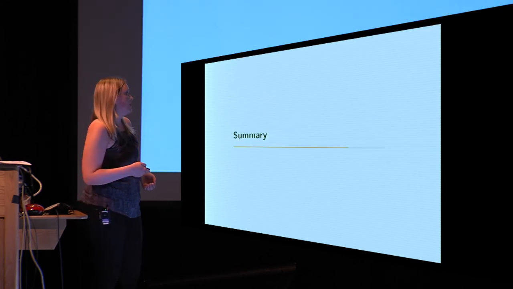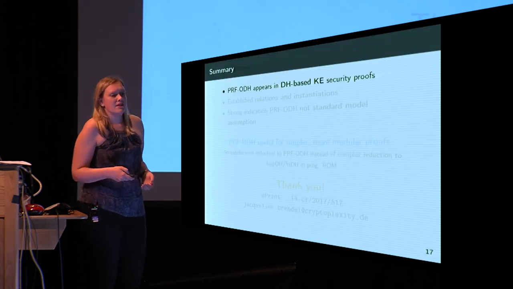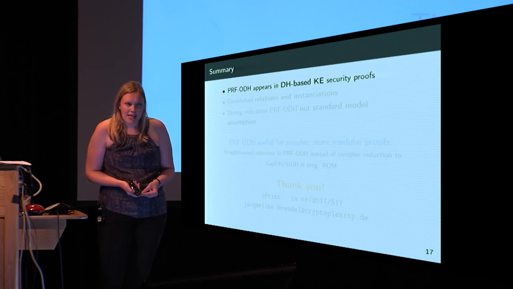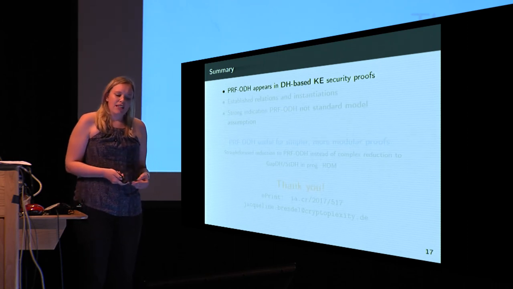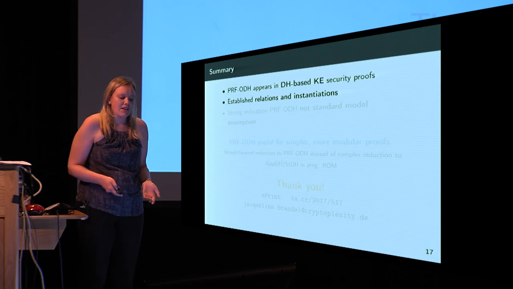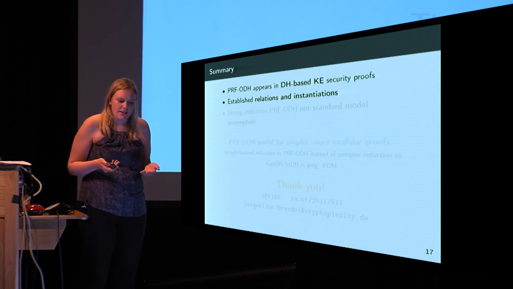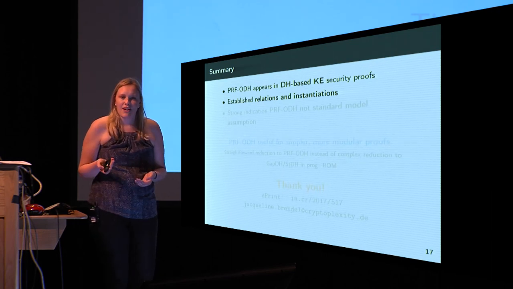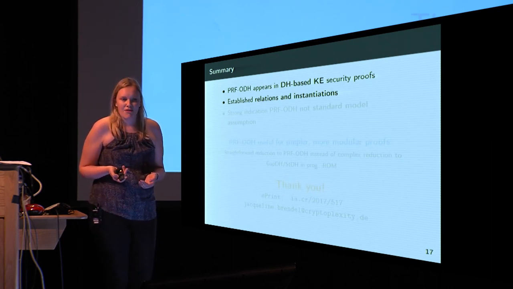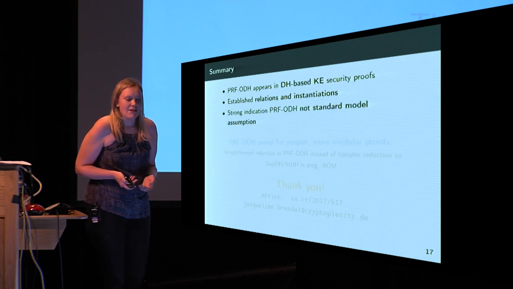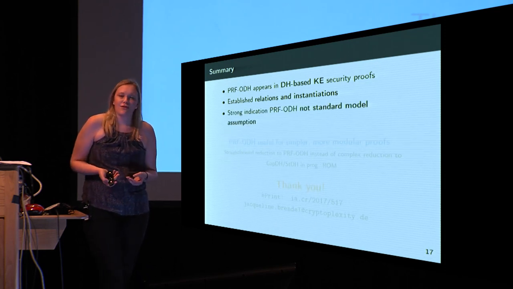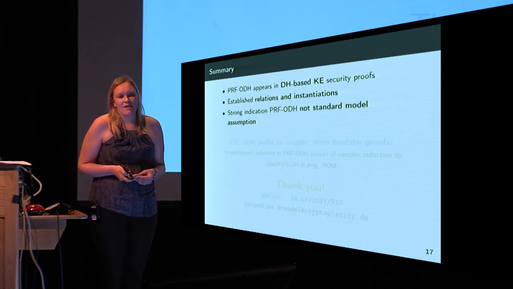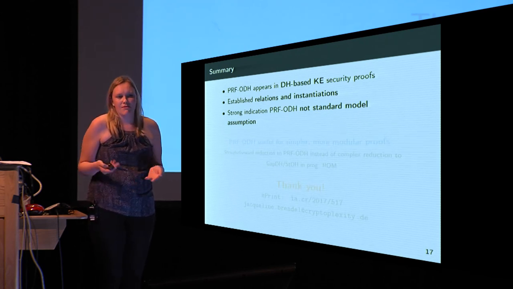And with that, I'd like to summarize what we've learned today. I hope you've seen that PRF ODH appears naturally in Diffie-Hellman-based key exchange. And we did a systematic study of this assumption where we gave a unified definition and then established the relations between the different variants, and we gave instantiations of PRF ODH. Our impossibility result then gave a strong indication that PRF ODH is not a standard model assumption, somewhat contradicting what we've been thinking before.